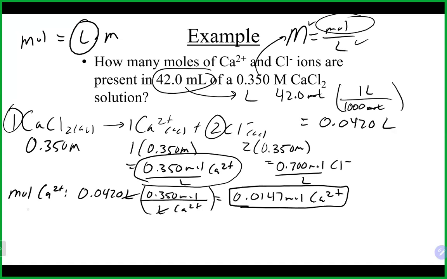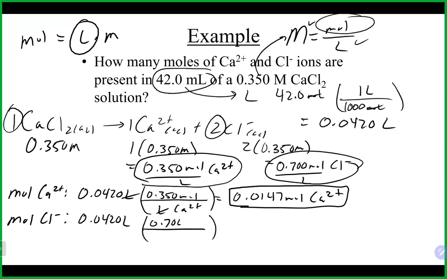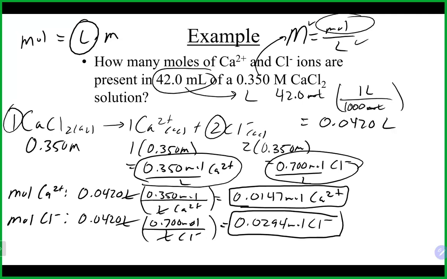I will then just do my second calculation here for my chloride using the volume, and again, the concentration of the chloride ions that we got, which in this case is 0.7 moles per liter of chloride. That's going to get us 0.0294. Question first off on that approach.